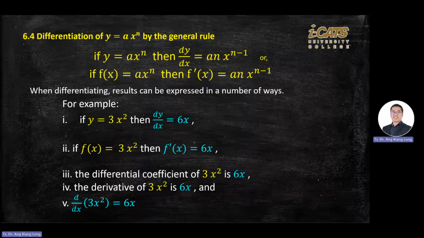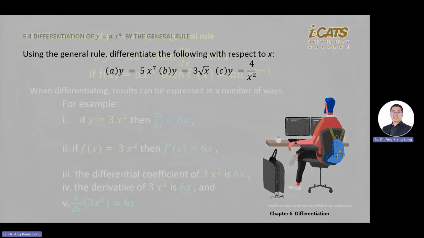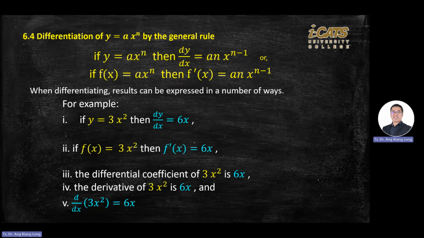But many times you get a question asking how you get this one. Okay, so just by a quick look, you know how to do it already. So y equals 5x^7, what do you get? dy/dx, what do you get? 35x^6. But again, remember to write this general equation before the answer.